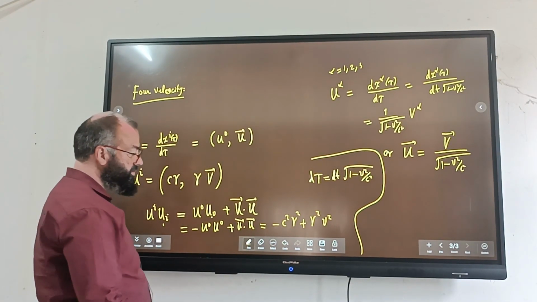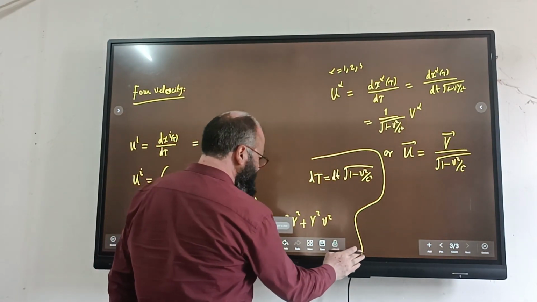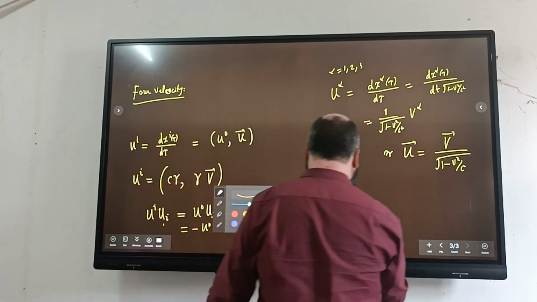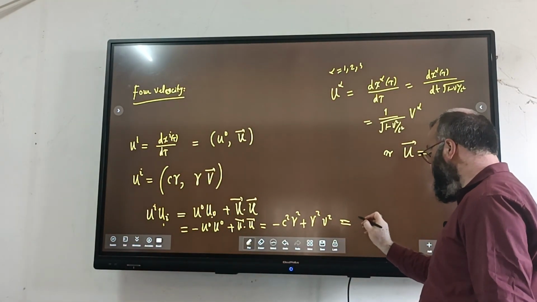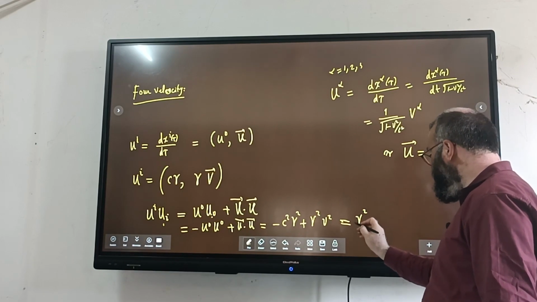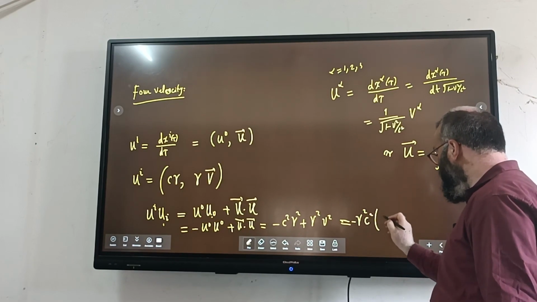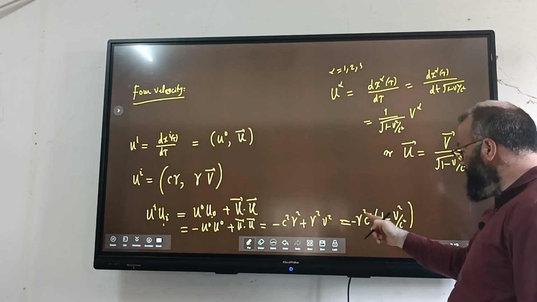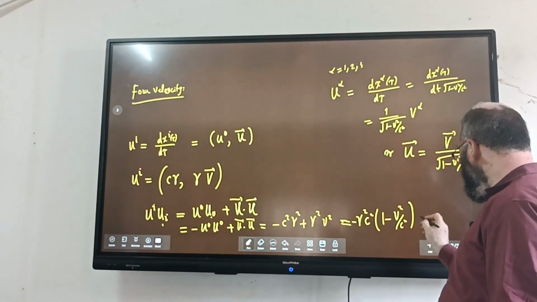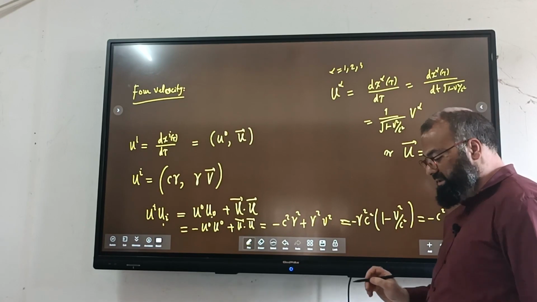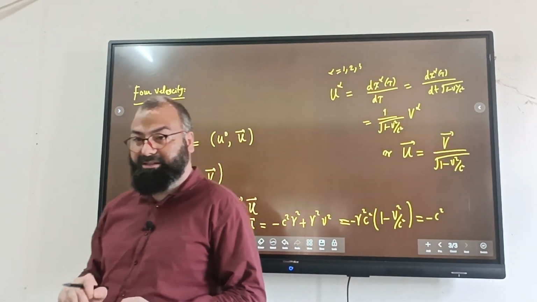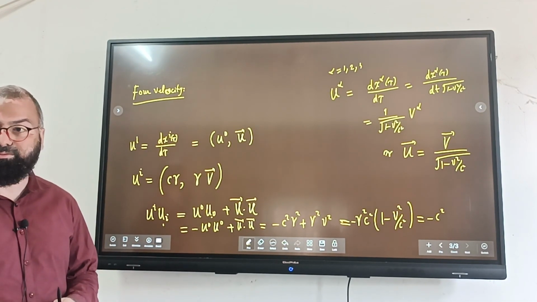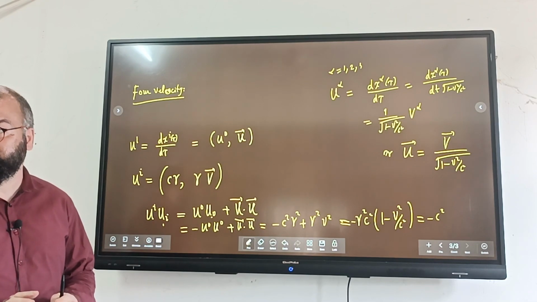Clear? So now let's calculate it. How much is that? You take gamma squared out with minus c squared. What remains here? 1 minus v squared by c squared. Gamma squared is 1 divided by 1 minus v squared by c squared, so gamma squared into this is equal to 1. So it is simply equal to minus c squared. That means your velocity vector is time-like. Understood? So it always stays inside the light cone. Clear? Any question?